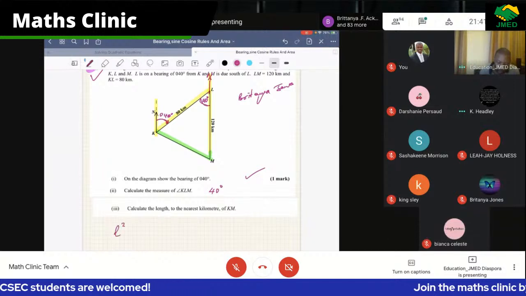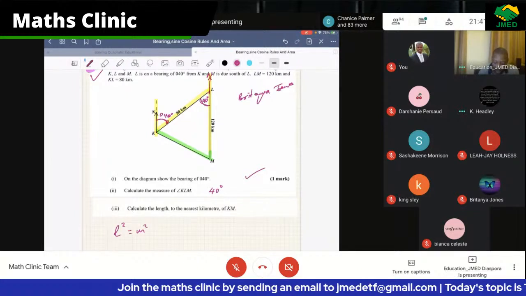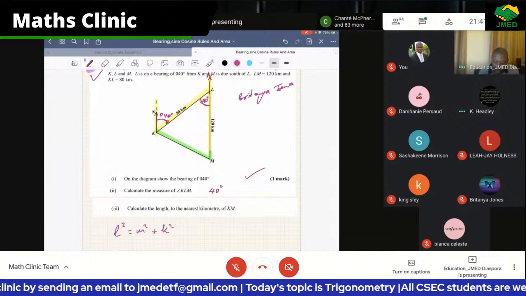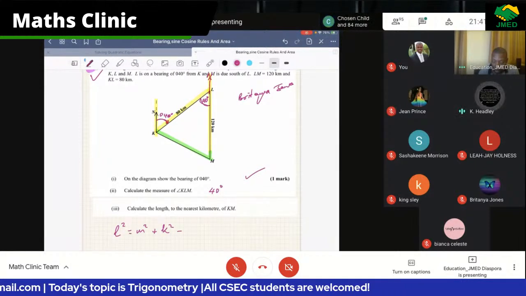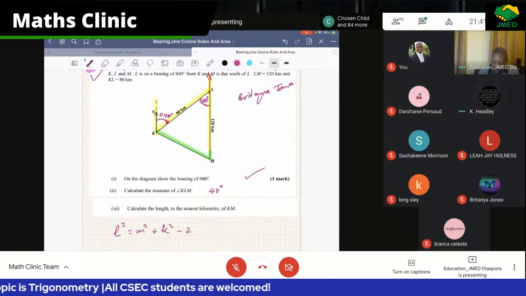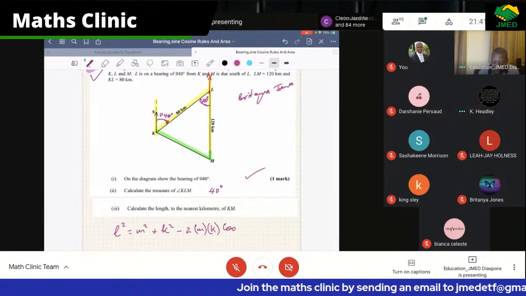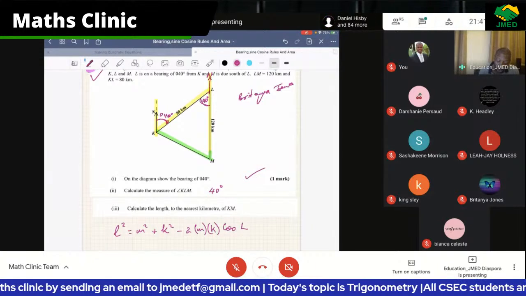So in this case, we're going to say L square is equal to M square plus K square, minus 2 times M times K, cosine L. Good. So let's do some substitution now.